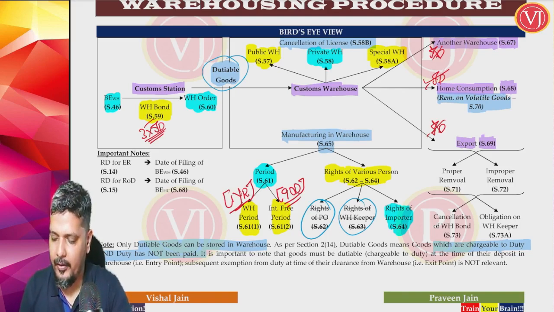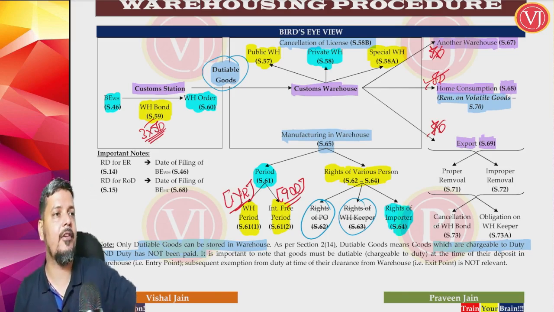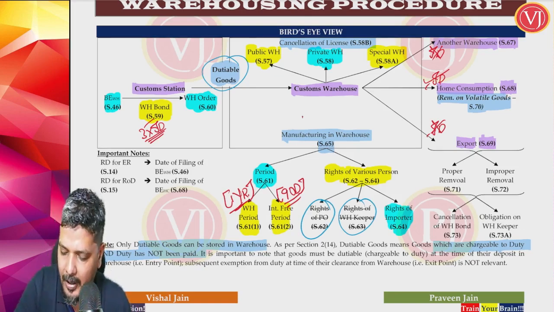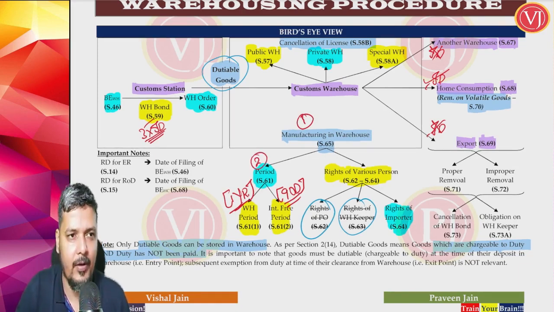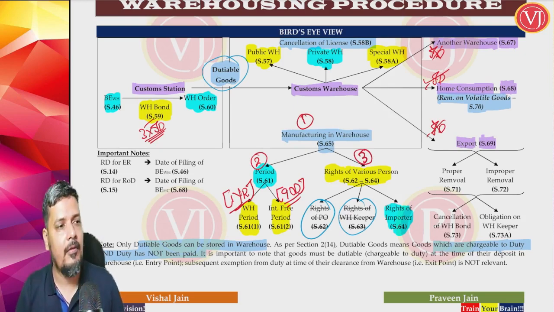Then, this is all when you are in warehouse. What is the special thing that you can do in warehouse? Manufacture. Till how long you can keep the goods in warehouse? Warehousing period, interest free period. What importer can do in warehouse? Rights of importer in warehouse.